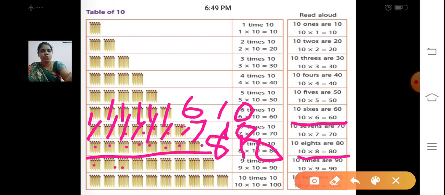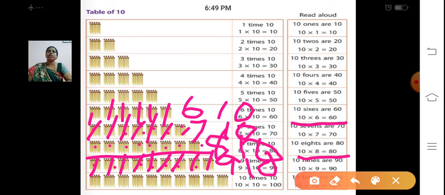1, 2, 3, 4, 5, 6, 7, 8, 9. Here we have 9 groups. Each group we have 10. So 10, we are going to add 9 times. 10 plus 10, 20. 20 plus 10, 30. 30 plus 10, 40. 40 plus 10, 50. 60. 60 plus 10, 70. 70 plus 10, 80. 80 plus 10, 90. So 10 nines are 90.